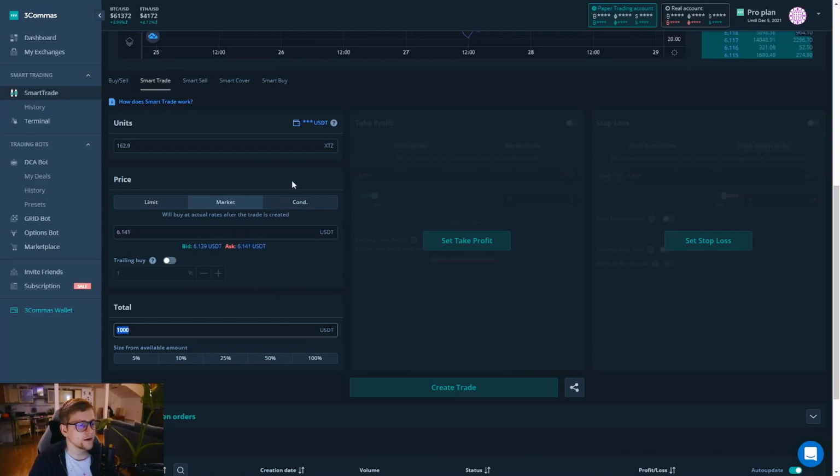Here you have a lot more options for the starting condition. You can put your own price, what you are willing to pay for this coin, or you can use the market price, so it will start trading automatically, or you can use a really good function called trailing buy. I use trailing buy every time I do a smart trade in 3COMMAS. This is one of the best options to start a trade with. I will show you exactly how the trailing buy works.